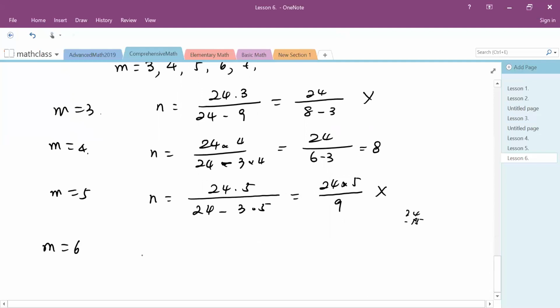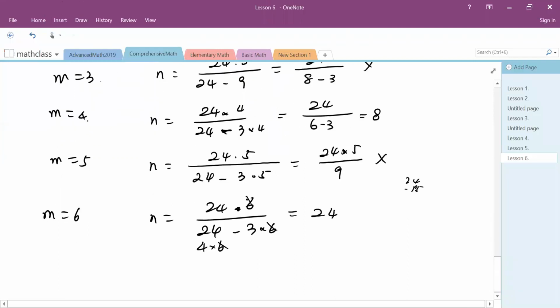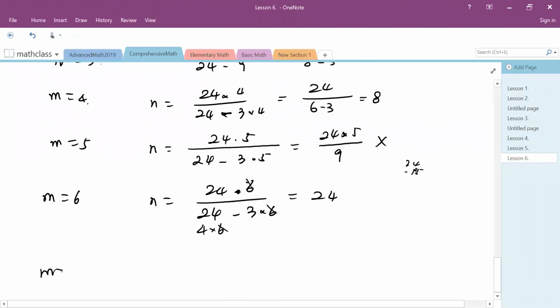So there are just a few of them, right? Now m equals 6: 24 times 6 over 24 minus 3 times 6. So this will be 4 times 6, right? 6 cancels out. So that's just 24. So n is going to be 24. That's one. Then the last one, I don't think it's going to be a solution.